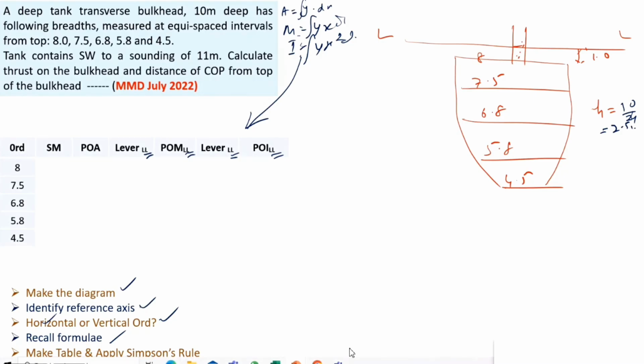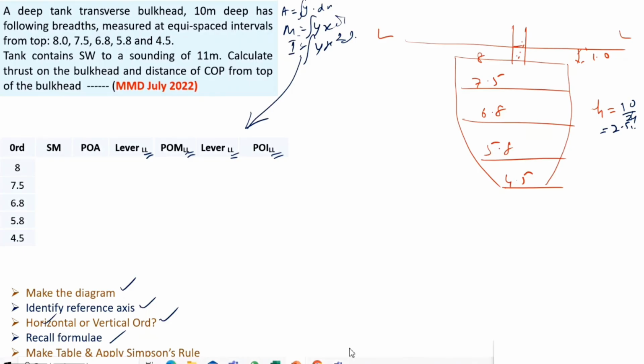The Simpson multiplier. Yesterday I requested something of you. Did you try to go through it? Yes, sir, I saw. Simpson's multiplier for rule number 1 is 1, 4, 2, 4, 1. Correct? Yeah, 1 4 2 4 2. You can keep repeating 4 2 as many times as required and you'll end with 4 1. Correct, beta? Yes, sir. Keep repeating, end with 4 1.